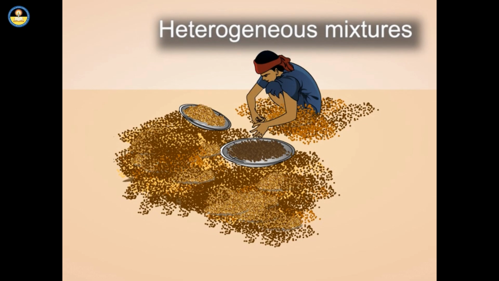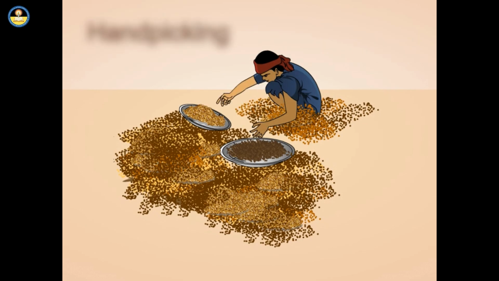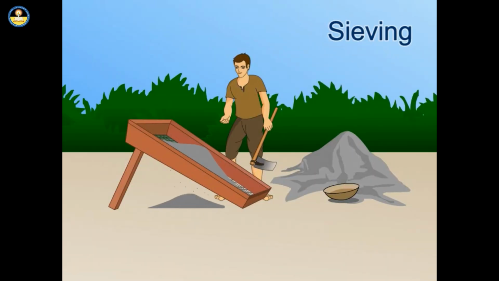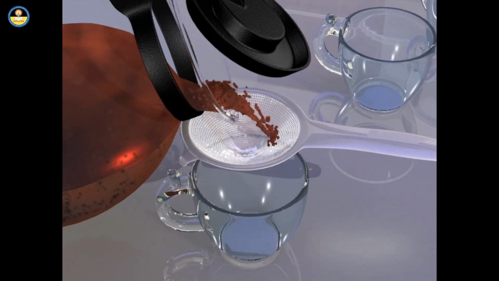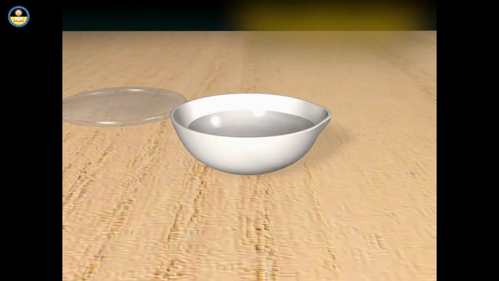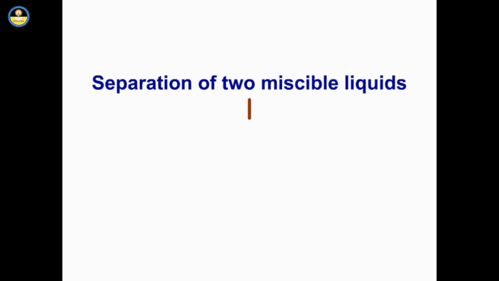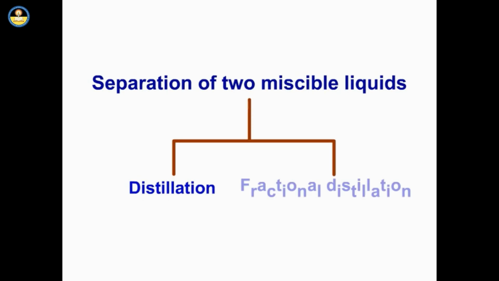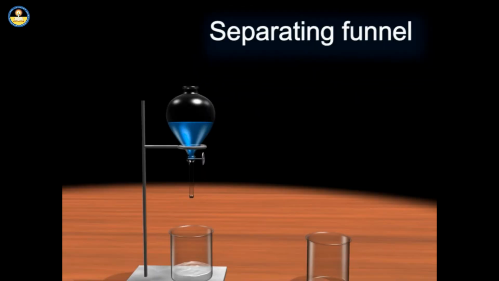Heterogeneous mixtures can be separated by physical methods like handpicking, sieving, filtration, and crystallization. Separation of two miscible liquids requires either distillation or fractional distillation method. To separate two immiscible liquids, a separating funnel is used.